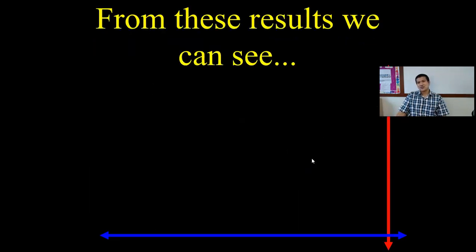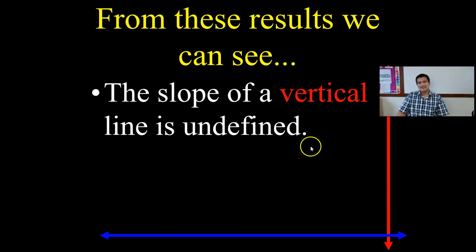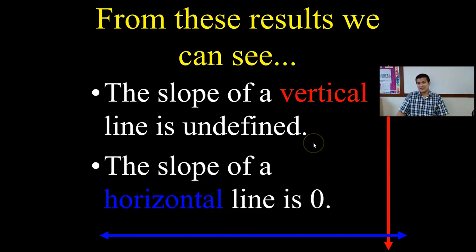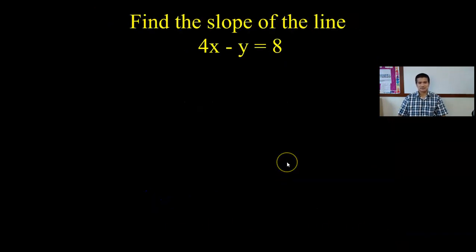So from this result, we can see that the slope of a vertical line is undefined and the slope of a horizontal line is 0. Always remember that one. The vertical is undefined and then horizontal is equal to 0.